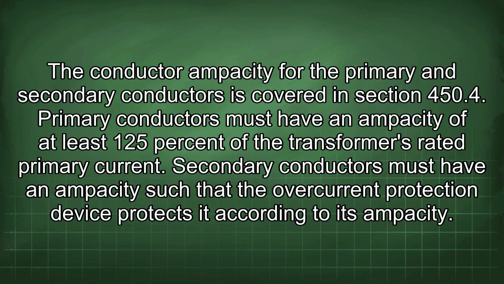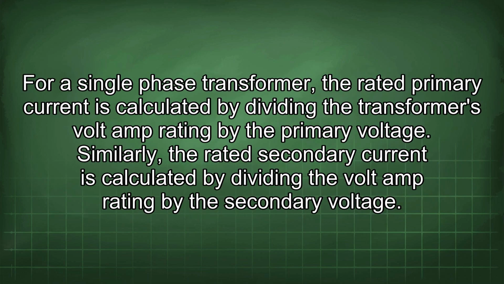The conductor ampacity for the primary and secondary conductors is covered in section 450.4. Primary conductors must have an ampacity of at least 125% of the transformer's rated primary current. Secondary conductors must have an ampacity such that the overcurrent protection device protects according to its ampacity. For a single-phase transformer, the rated primary current is calculated by dividing the transformer's volt-amp rating by the primary voltage. Similarly, the rated secondary current is calculated by dividing the volt-amp rating by the secondary voltage.